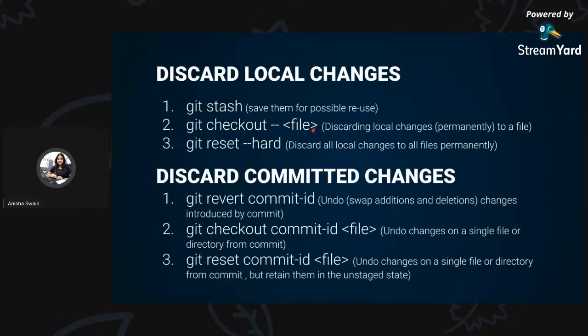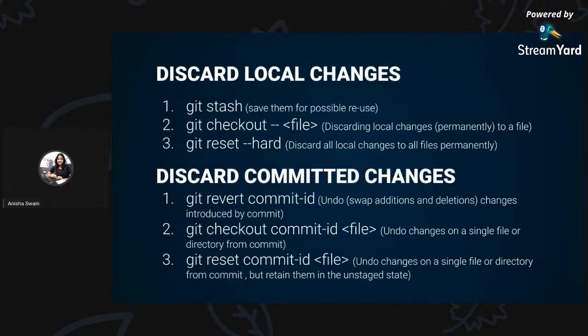Then another option is git checkout file. What it will do is discard all the local changes in a particular file permanently. And if you do git reset hard, it will discard all the local changes from all the files permanently. So if you have one file, you can use git checkout, and if you have multiple files from which you don't need the changes, you can do git reset hard. The first three things are commonly used. The second and third are a little complicated, and you should avoid doing this.